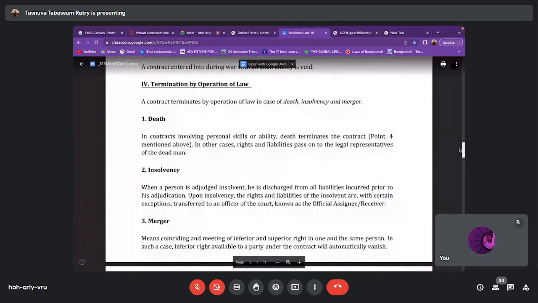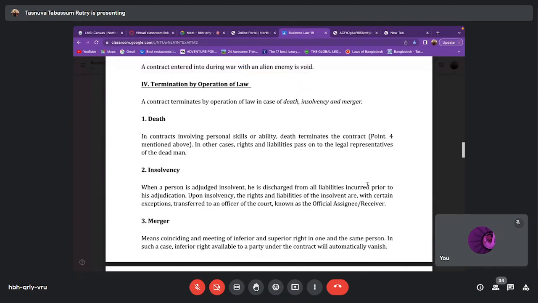Okay. আর একটু shortly বলে দিই, this এতক্ষণ যেটা পড়লাম, go through them thoroughly. এখন বাকিটা breach of contract ছাড়া termination by operation of law কখন হয়? So contract terminates by operation of law যখন if the party dies, আমরা একটু আগে দেখলাম যেখানে parties the personal skills or ability involved থাকে সেখানে if the party dies, death terminates the contract. Just as mentioned above. So in other cases, rights and liabilities pass on to their legal representatives.